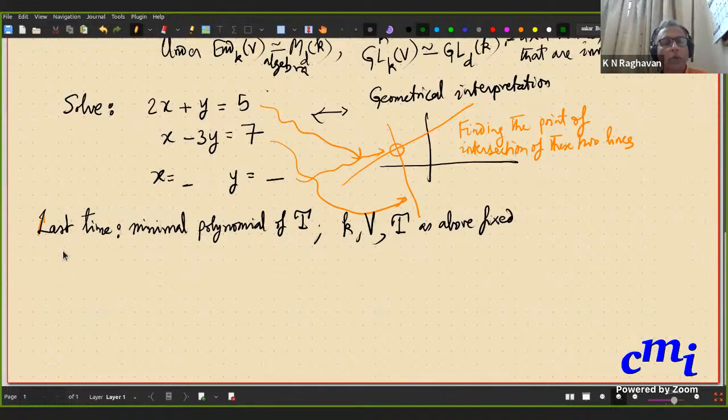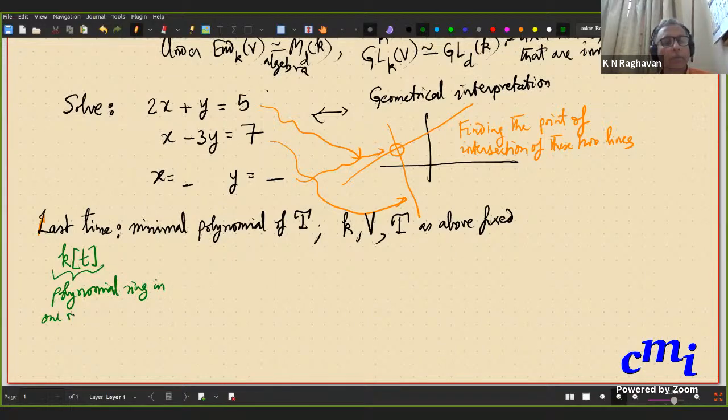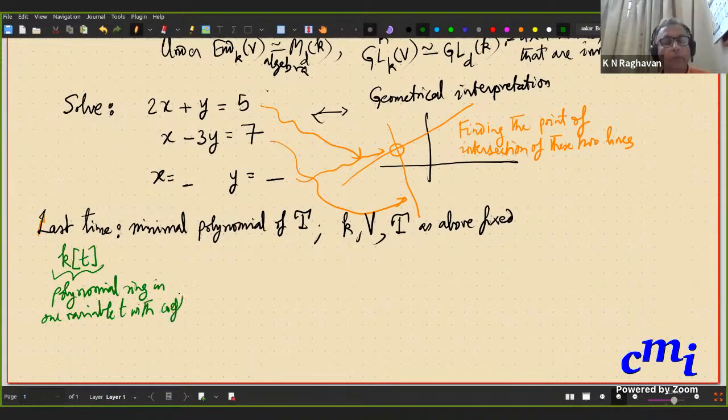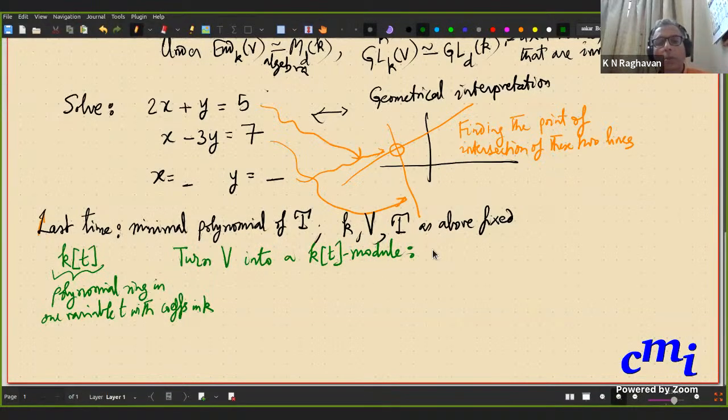Okay, so K[t], this is the polynomial ring in one variable, that's our notation for it, in one variable, which is t, with coefficients in K. Okay, so here is the idea: turn V, or make V into a K[t] module as follows, by letting t act, little t.